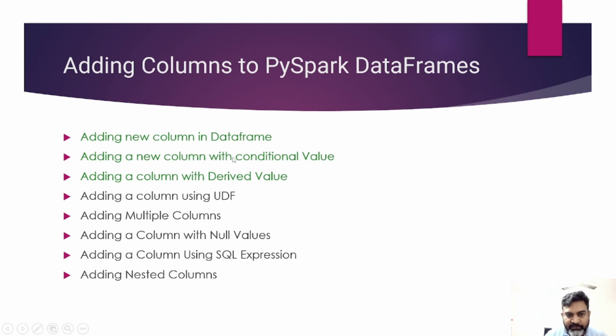In the first part we will see these three different ways. First, we will just add one new column to the data frame with some default value. Then we will see how we can add a new column based upon some conditional value from an existing column. Then we will see how we can derive the value of the new column using some kind of expression on an existing column. These three we will take into account for this video, and in the next video we will take care of all the other different ways.